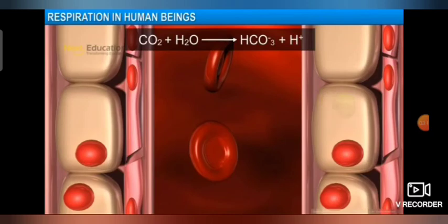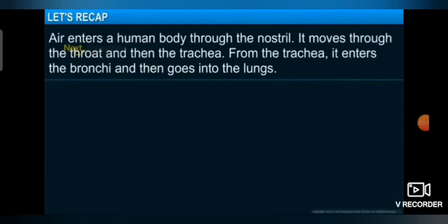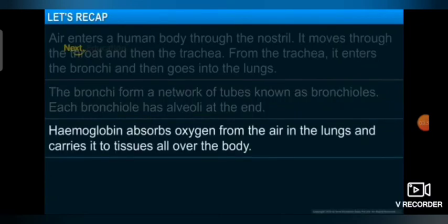So students, let's have a recap of what we have studied today. Air enters a human body through the nostril. It moves through the throat and then the trachea. From the trachea, it enters the bronchi and then goes into the lungs. Well, the bronchi form a network of tubes known as bronchioles. Each bronchiole has alveoli at the end. Hemoglobin absorbs oxygen from the air in the lungs and carries it to the tissues all over the body.